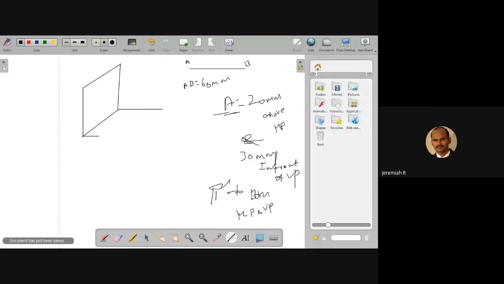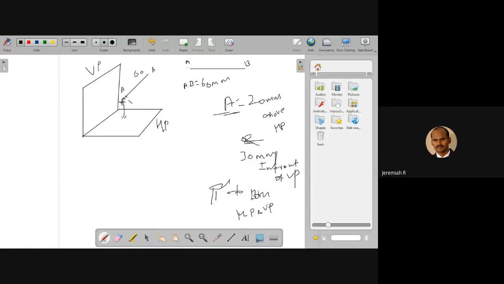Hereafter we use only the first quadrant, so there is no second, third, or fourth. The line is like this. Line AB is given like this, 60 mm long. And this point A is 20 mm above HP, so from the horizontal plane, 20 mm above HP.